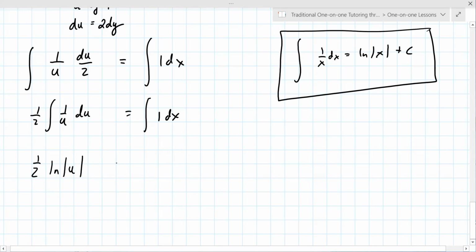Gotcha. So then it's plus c? Yeah, I always put the c on the right, but on the left here, we actually have to back substitute that 2y minus 1, put it back in. And then on the right here, it's x plus c.